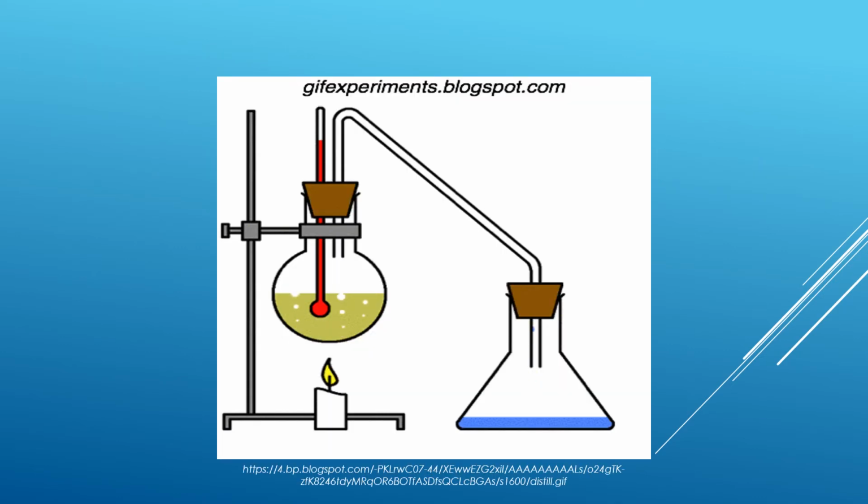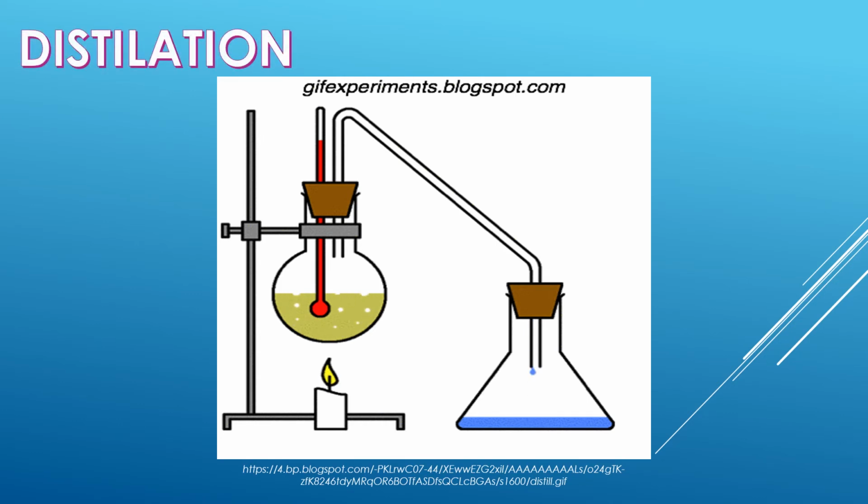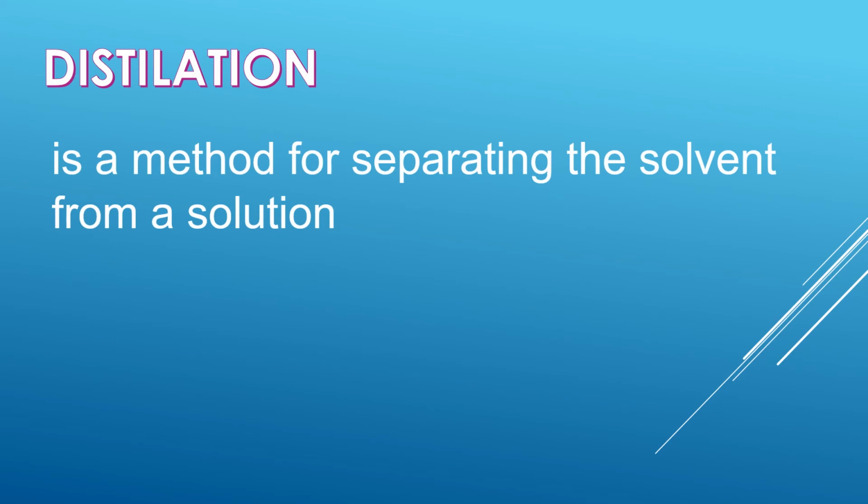Next, what can you say about the GIF image? Very good. It undergoes the distillation process. Now, what is distillation? Distillation is a process of separating components of substances from a liquid mixture. This involves the conversion of a liquid into water vapor, just like in this example. Then it subsequently condenses back to the liquid form. That is why distillation is a method for separating the solvent from a solution.